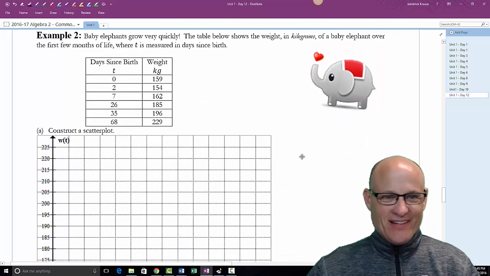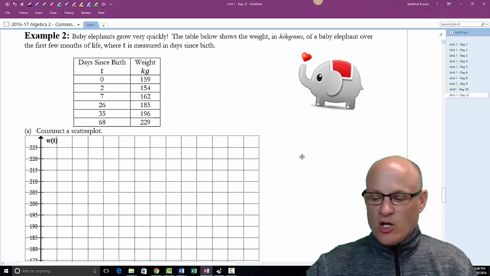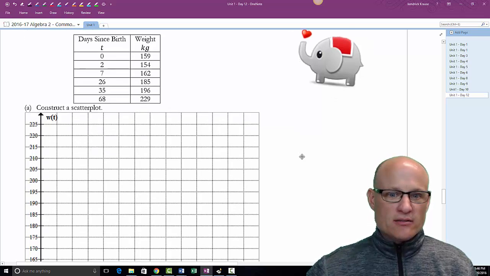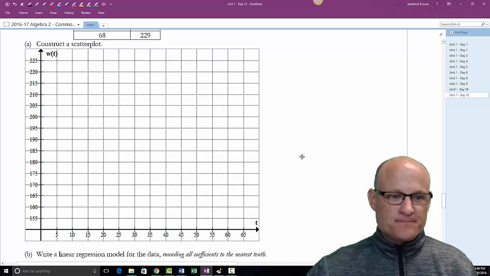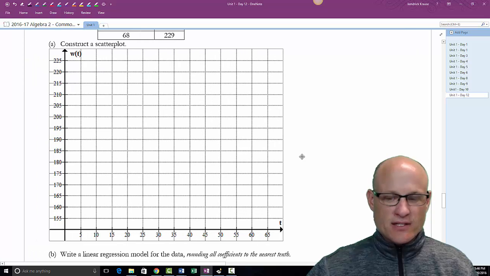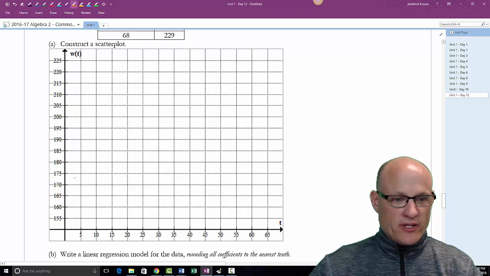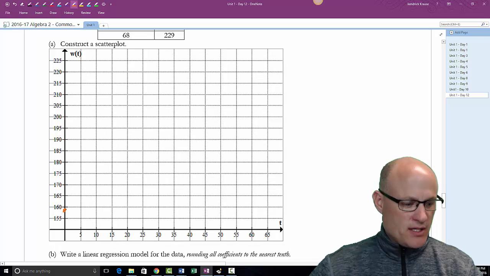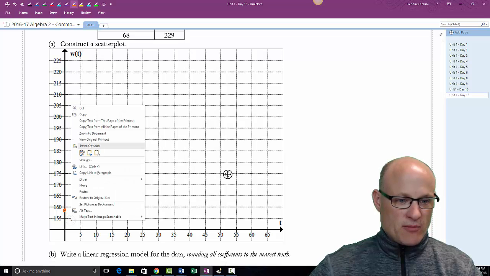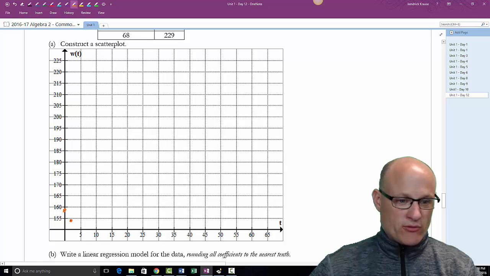Oh, look at the cute little baby elephant. All right, so we're gonna graph this elephant. All right, let's graph this baby. So at 0, it weighs 159 grams, like right when it comes out. And at 2, it weighs 154. Now, if you know anything about kids, as soon as they come out, they don't eat right away. They don't do things right away. So they lose a little weight. That's okay. But then eventually at 7, it's 162.